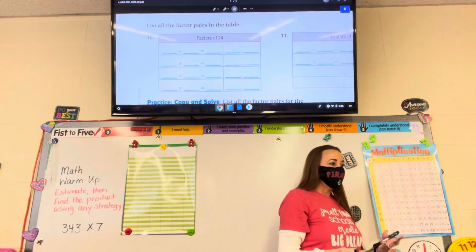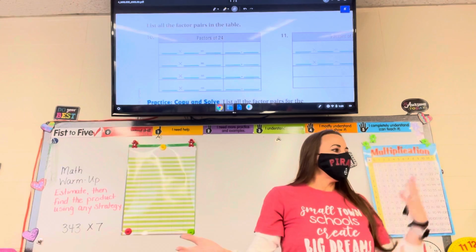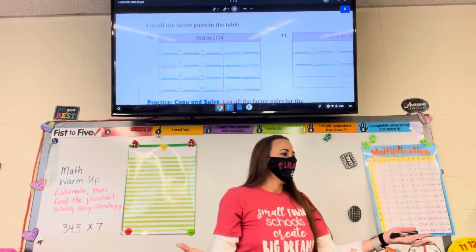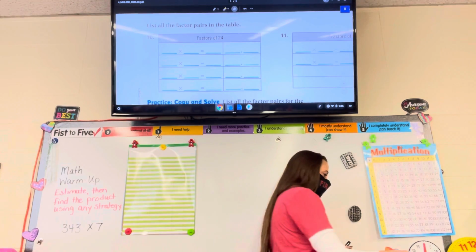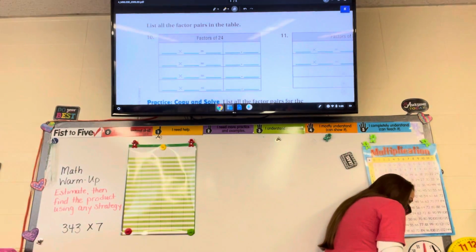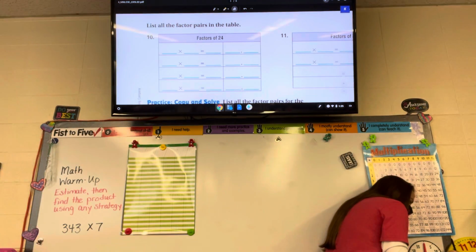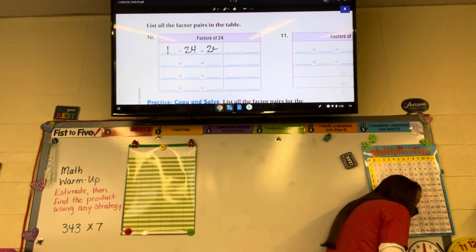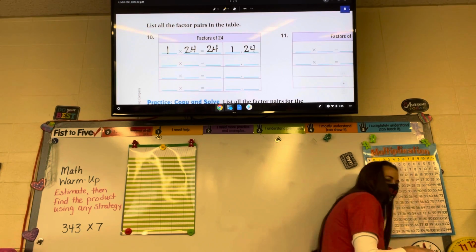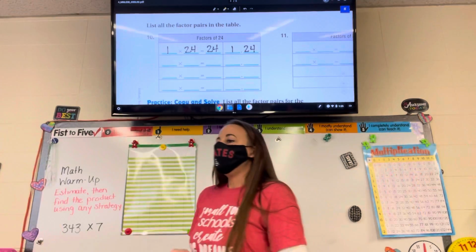You would say first, what do we start with? What times what equals 24? 1 times 24. Good. So in that first space, you would write 1 times 24. And 1 times 24, of course, equals 24. And the factors in that equation are 1 and 24.